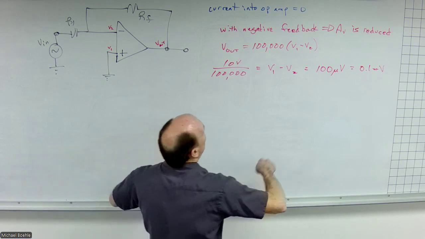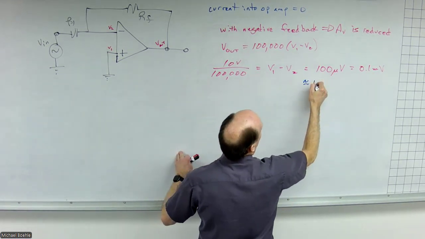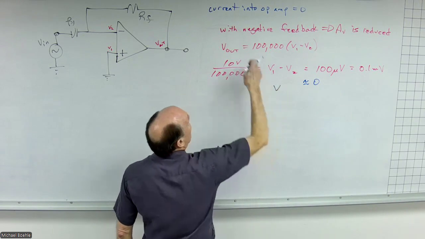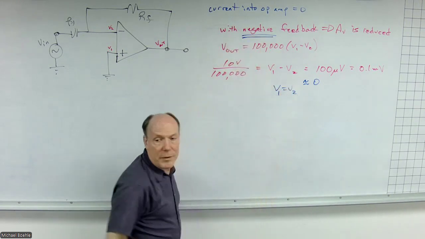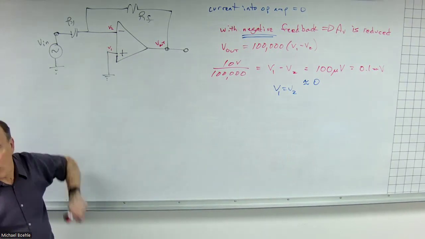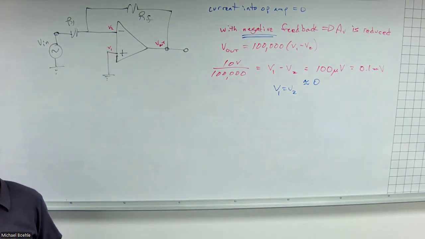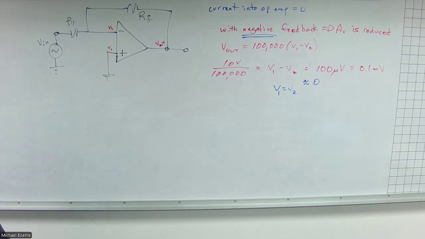Okay? And so if we just say, all right, that's about 0, that means that when I have negative feedback, V1 and V2 will be assumed to be equal. Those two assumptions allow me to make some very simple circuits here that do some pretty powerful work. For example, this circuit right here.